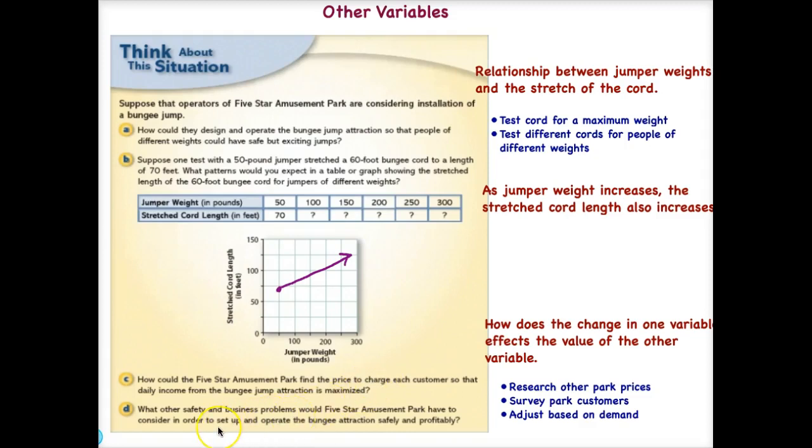All right, look at D. What other safety and business problems would the amusement park have to consider in order to set up and operate the bungee attraction safely and profitably? To answer this question, there's a lot of different variables we could consider. We might need to consider the training of the people who are operating it. We also, as stated before, need to consider our total costs. What if we have to rent the bungee machine? What if we have to repair or replace or inspect our ropes on a regular basis? There's a lot of different variables that would play into factoring whether or not our bungee jump is safe and whether or not it is profitable.